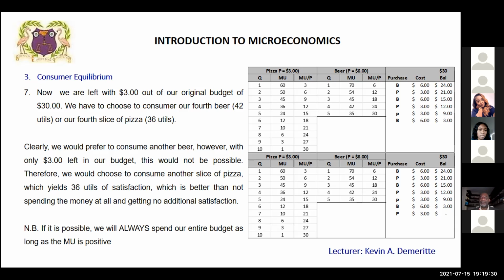I know there are persons thinking, well, why don't I just save that $3? Because I really wanted a beer, not a pizza. But here's the thing. You're still going to get 36 units of satisfaction from eating that pizza. Keeping that last $3 in your wallet gives you 0 units of satisfaction because you're not consuming anything. All right. So if it is possible, we will always spend our entire budget as long as we can get some positive marginal utility from spending that money. As long as we can get some enjoyment from spending that money, I'll spend the money.